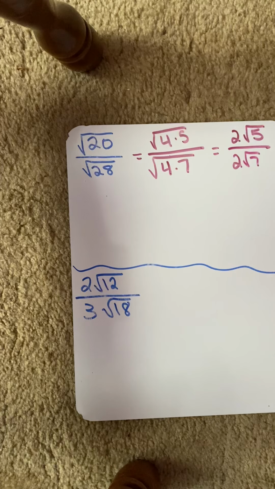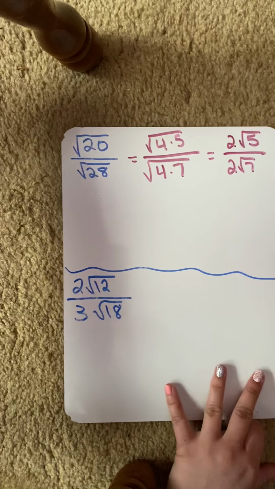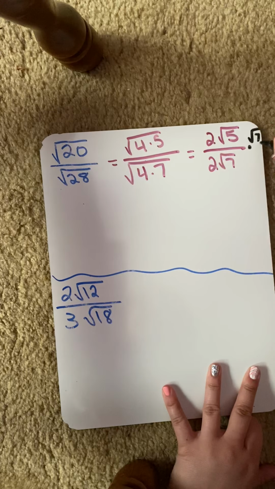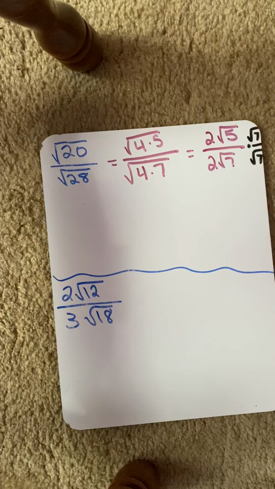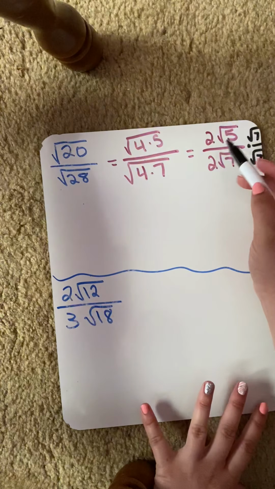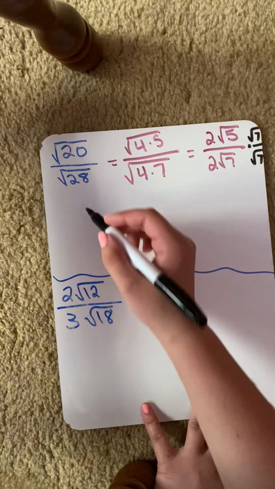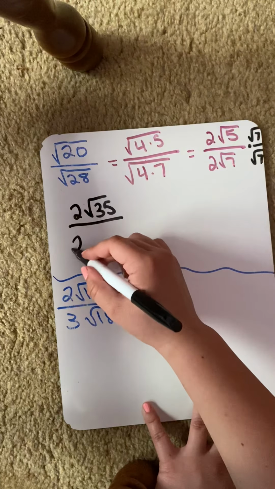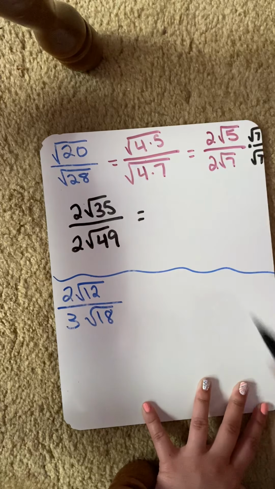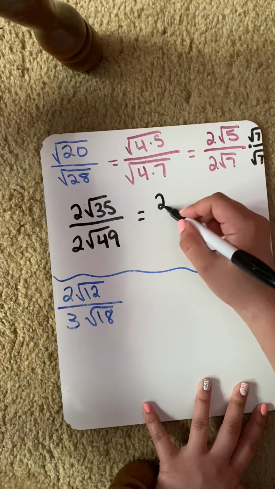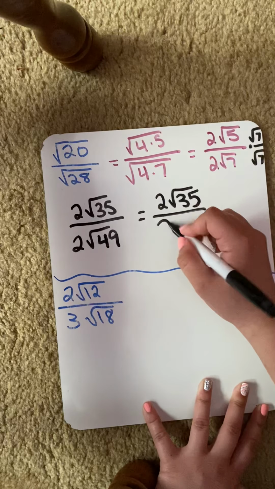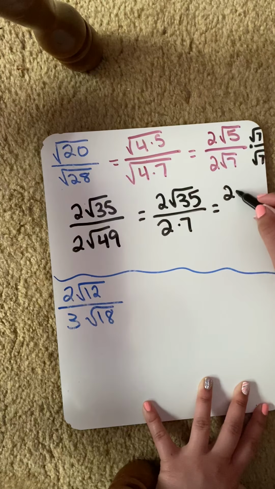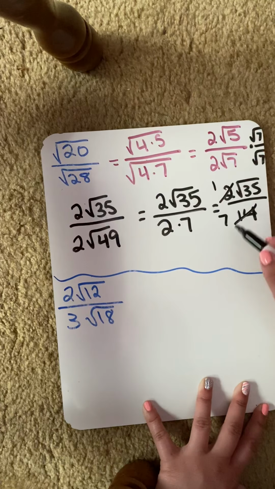And now we will multiply by the radical on the bottom. So you multiply by the square root of 7 over the square root of 7. So 2 times square root of 5 times square root of 7 is 2 times the square root of 35 over 2 times the square root of 49. So now 35 cannot be simplified, over 2 times 7. 2 root 35 over 14. 2 goes into both of them, so that's 1. This is 7. So we get the square root of 35 over 7.